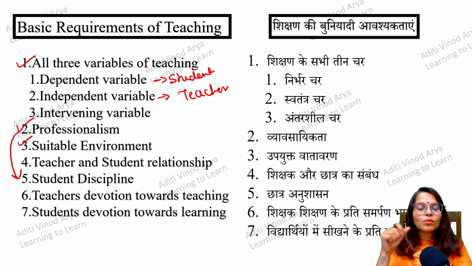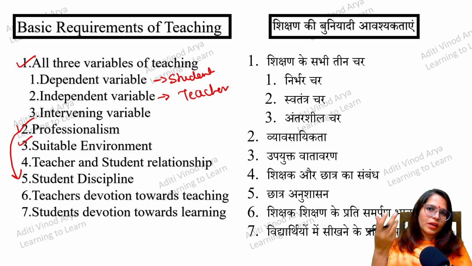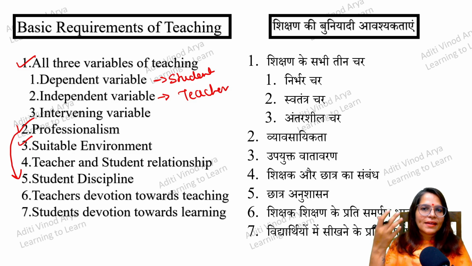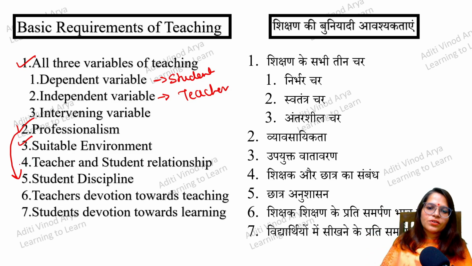That is not a suitable environment for learning. So here we need a suitable environment for the teaching and learning process to take place. So what would be a suitable environment? That would be a classroom setting, a library, an online lecture, a proper place to study. The next one is teacher and student relationship.